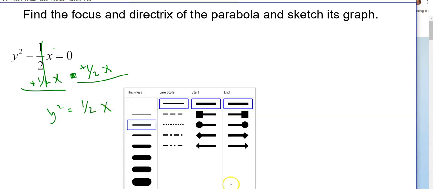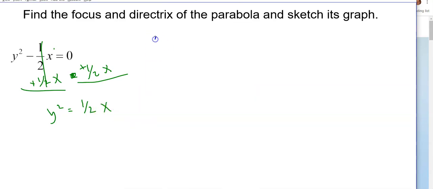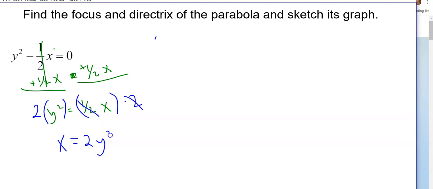What do you do to both sides to solve that guy? Hopefully you know you'd multiply both sides by 2. Multiply by 2. And this nicely cancels. You get x equals 2y squared. Now this point a would equal this, right? That's a, which is 2.